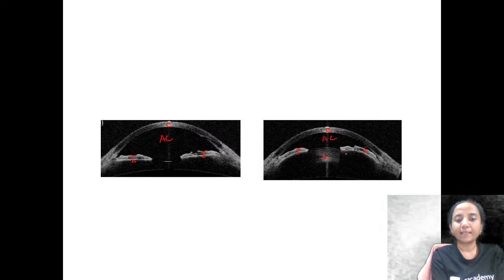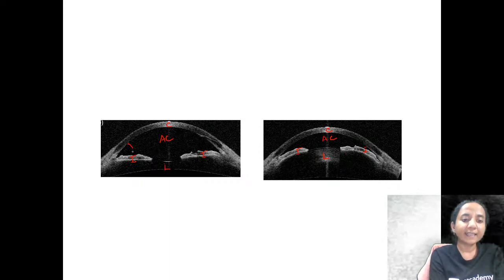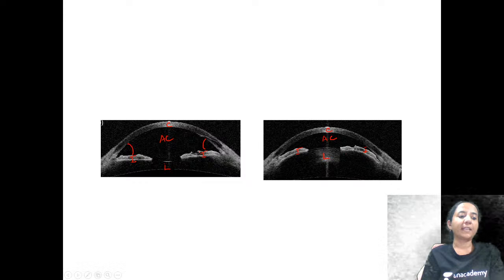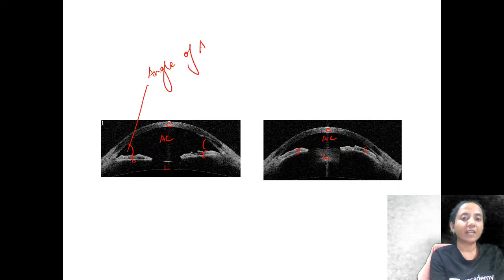This is the lens, the crystalline lens. Here you have a shadow of the crystalline lens. And this wedge, or this space between the iris and the cornea, is the angle of the anterior chamber.